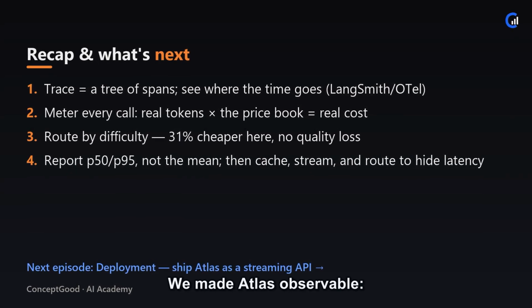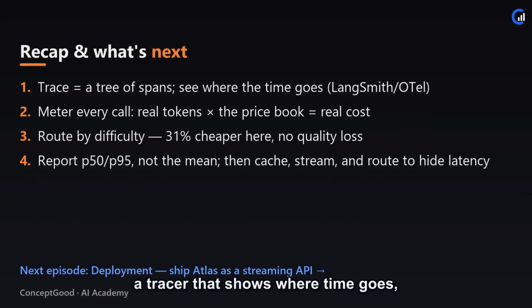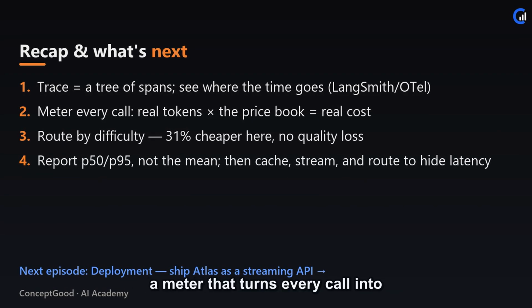Recap. We made Atlas observable: a tracer that shows where time goes, a meter that turns every call into real dollars, a router that cut cost by 31% with no quality loss, and percentile latency that exposes the tail the average hides. This is the difference between an app that surprises you with its bill and its lag, and one you run with confidence. Next episode, we package all of this and ship Atlas as a real streaming API.